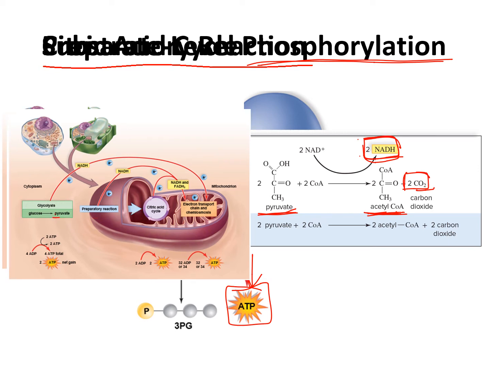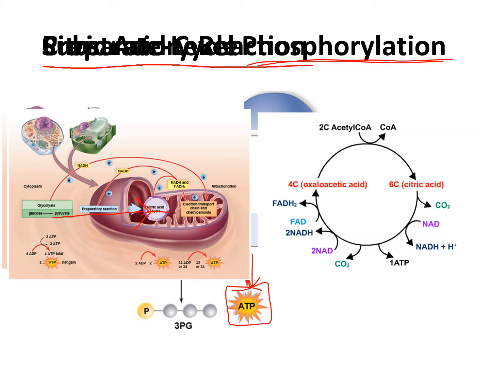Once pyruvate has been converted by the preparatory reaction into acetyl-CoA, now it can enter the citric acid cycle. And the citric acid cycle is the third phase of cellular respiration. This is a simplified diagram of the citric acid cycle, and in this cycle, the acetyl-CoA, which is a 2-carbon molecule, is going to combine with a 4-carbon molecule called oxaloacetic acid. So this molecule is then going to form a 6-carbon molecule called citric acid. And of course, this gives the name to the cycle.